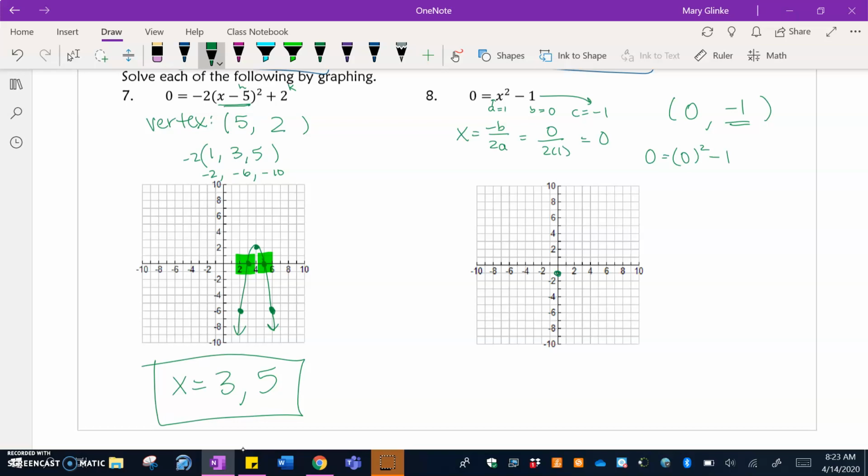And you'll notice this is also h comma k form. This happens when your x term is missing. So now we're going to do the 1, 3, and 5 pattern to graph our parabola, and we're going to look for our x-intercepts and write them as solutions, which happen to be -1 and +1.